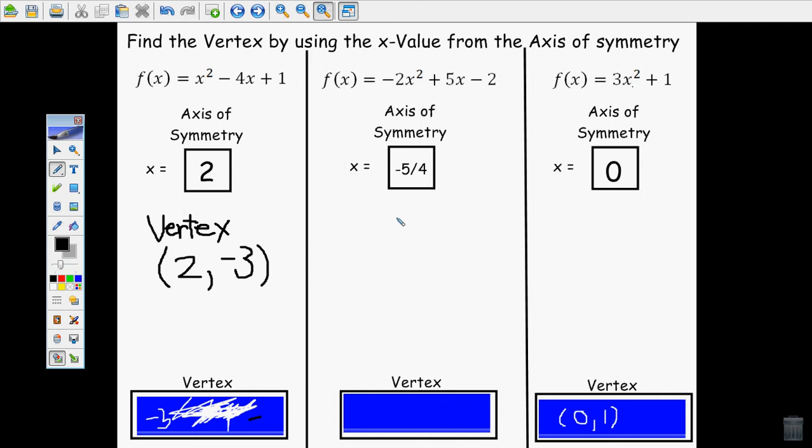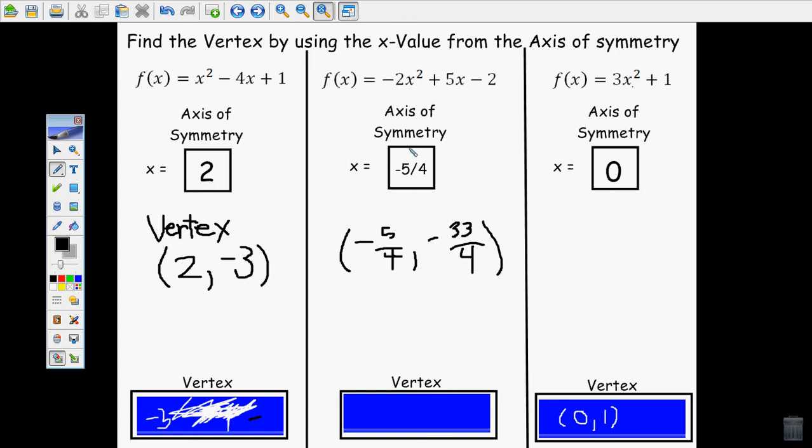Okay, this one was a little bit harder because it was in fractions. But basically what I got was negative 33 over 4, and that should be the y. Sorry, put the x first: the negative 5/4 right here is your x. And then your y is negative 33 over 4. And that was a little bit harder.